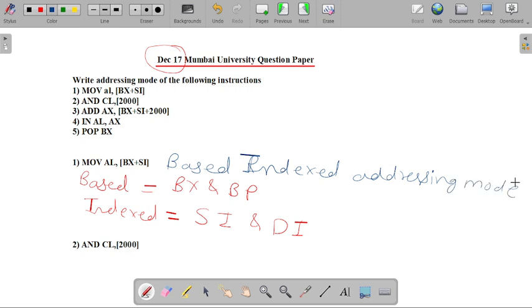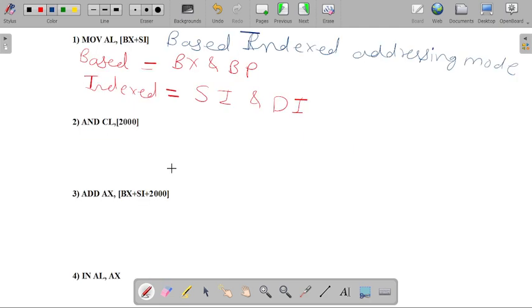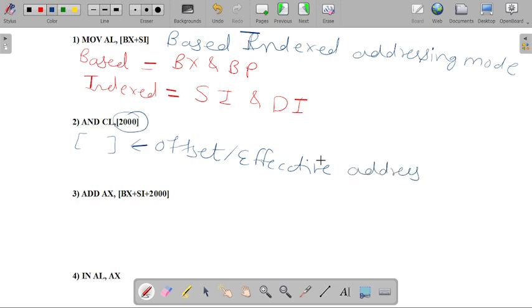Now the second question is AND CL, [2000H]. So 2000H is the memory location and that is given in the bracket. The bracket indicates that it is the offset address or effective address of a particular memory location. So whenever the offset address or effective address of a particular memory location is given in the example, then we can write that the addressing mode for the instruction is direct addressing mode.